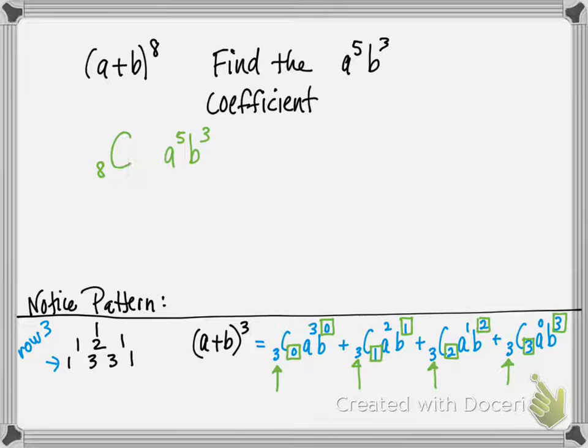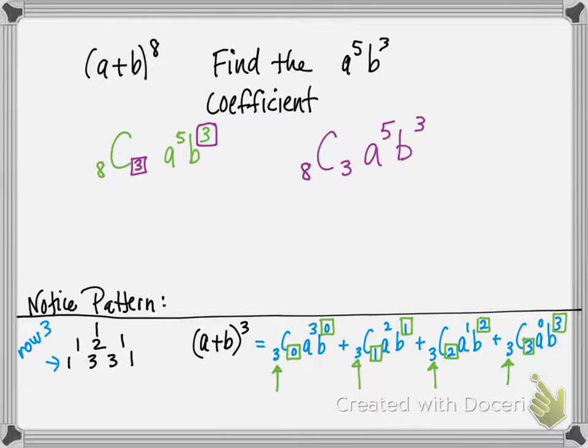And again, that number that's missing right here, if you look back at our pattern, this number here matches this number. So if this is a 3, then this also has to be a 3. So I need to figure out what 8 choose 3 is equal to, and then multiply that by a to the 5th, b to the 3rd. So you could use the Desmos calculator like we showed. However, you can also use the formula.